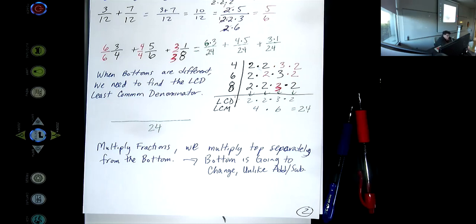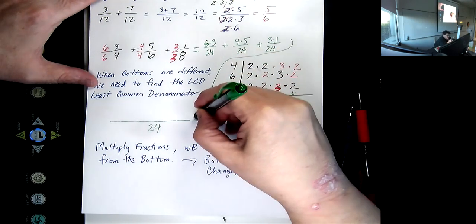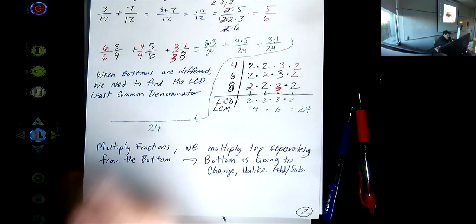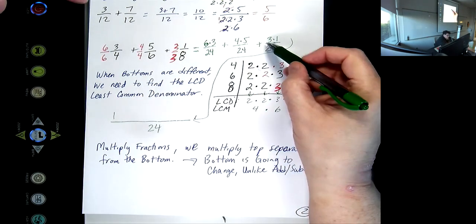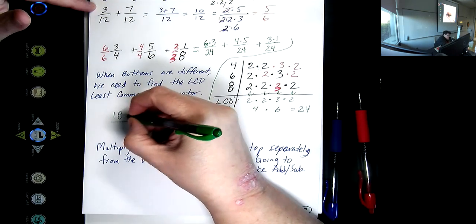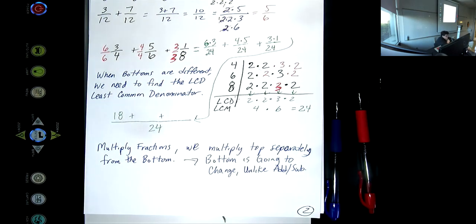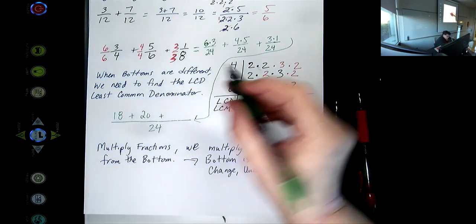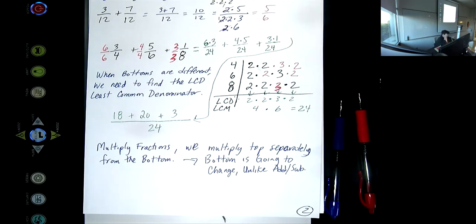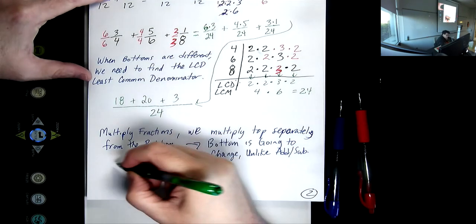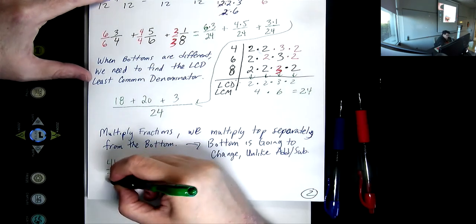So this is where we're going to come down here. 6 times 3 is 18. Remember, now that we're adding these fractions, we can just add up the tops. 6 times 3 is 18. 4 times 5 is 20. And 3 times 1 is 3. This is going to add up to 41 on top over 24 on bottom.